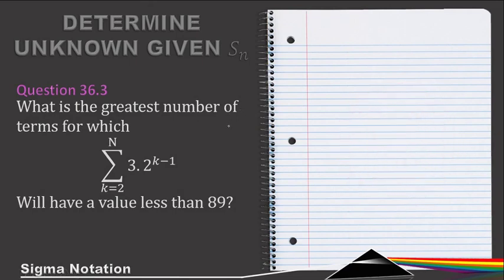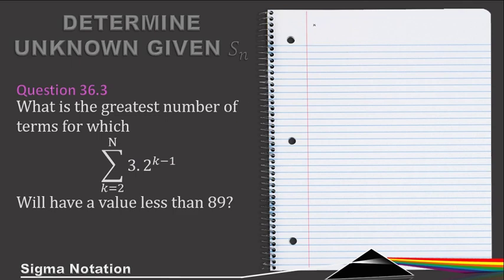Okay, so then question 36.3. What is the greatest number of terms for which this summation, 3 times 2 to the power of k minus 1, where k starts at 2, going up to n, will have a value less than 89?